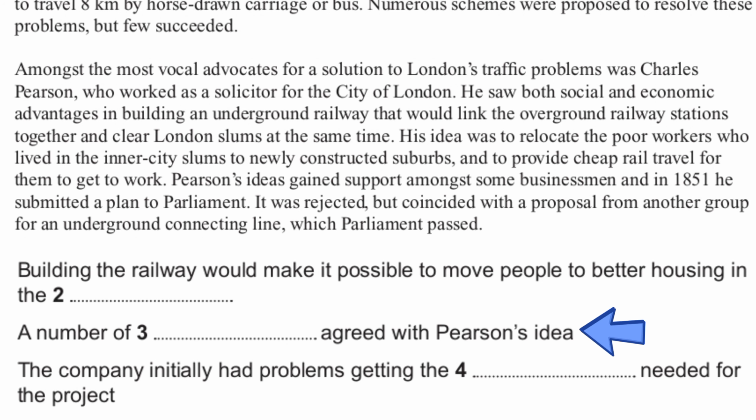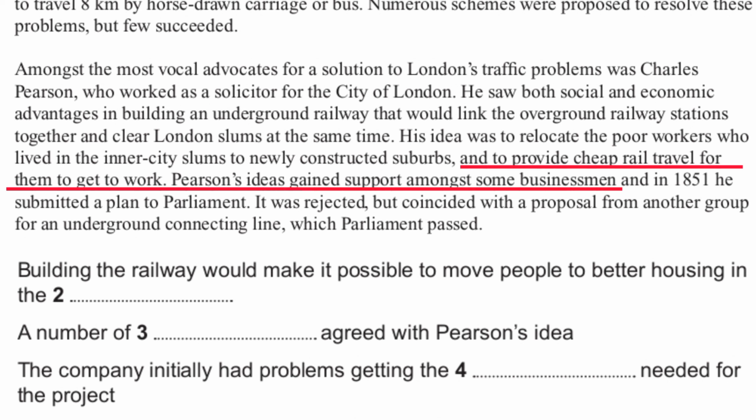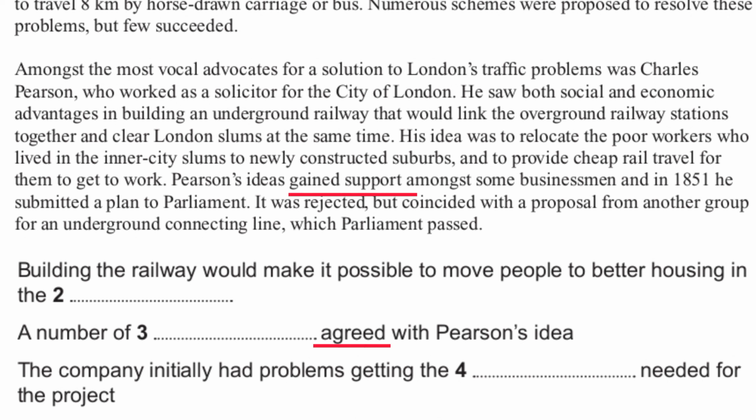Now question 3. Number of dash agreed with Pearson's idea. So a number like this means many. Dash agreed with Pearson's idea. Agreed with Pearson's idea is the major keyword. Search for synonyms, the very next line. "And to provide cheap railway travel for them to go to work. Pearson's ideas gained support amongst some businessmen." Exact same words. Okay, so who supported Pearson's ideas? Businessmen. So agreed, supported. These are synonyms used in the same context. So businessmen is the answer.